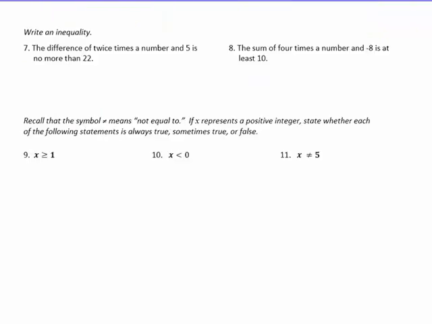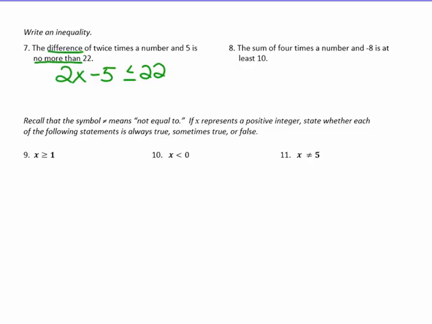Write an inequality. The difference of twice a number and 5 is no more than 22. So the difference means subtract. What am I subtracting? 2 times a number, 2x, and 5 is no more than. So no more than, if you go back to that very first page of notes we had, is less than or equal to 22.